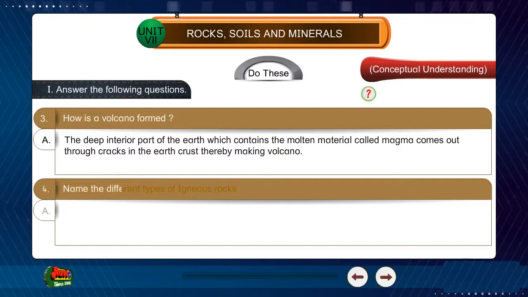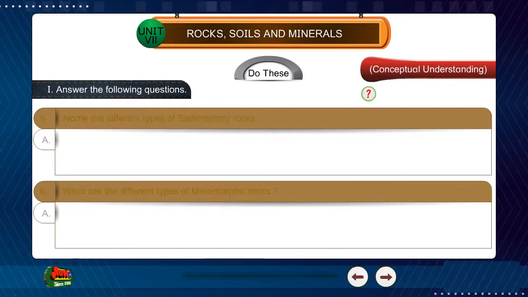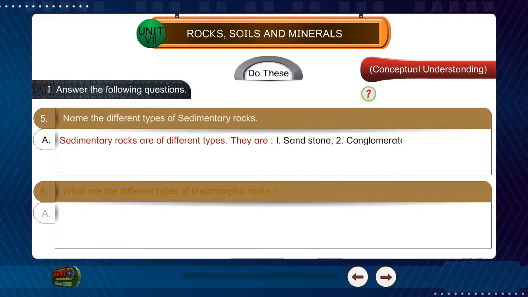4. Name the different types of igneous rocks. Answer. Igneous rocks are of different types. They are granite, pumice and obsidian. 5. Name the different types of sedimentary rocks. Answer. Sedimentary rocks are of different types. They are 1. Sandstone, 2. Conglomerate, 3. Shale, 4. Limestone and 5. Dolomite.